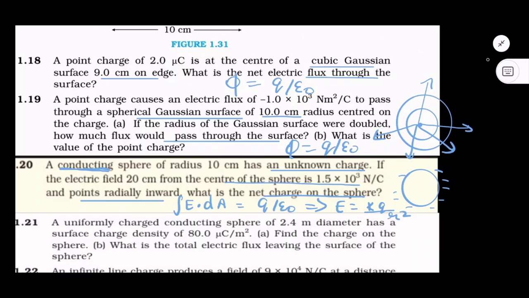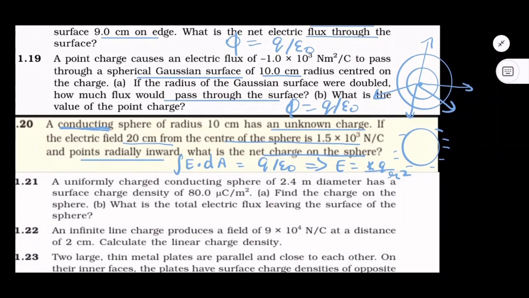We are given the electric field and what else are we given? We are given the distance, that is 20 centimeter from the center of the sphere. So we can apply the value of r, that is 20 centimeter. Convert it into meters. Now we'll get q from here. Okay, let's move to the next question.